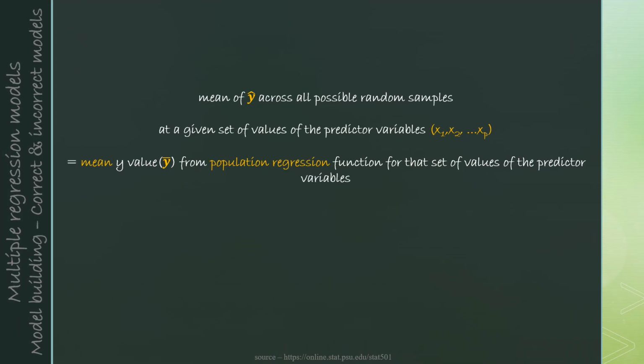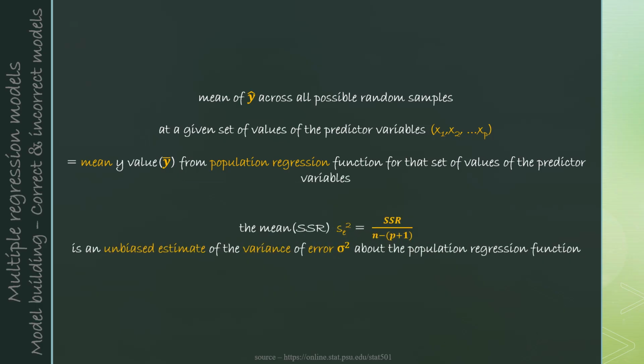In other words, the mean of y hat across all possible random samples at a given set of values of predictor variables x1, x2, etc., xp equals the mean y value, y bar, from the population regression function for that set of values of predictor variables. By extending that argument, in a correctly specified model, the mean residual sum of squares, denoted by SE square, equals SSR divided by n minus p plus 1, is an unbiased estimate of the variance of error sigma square about the population regression function.